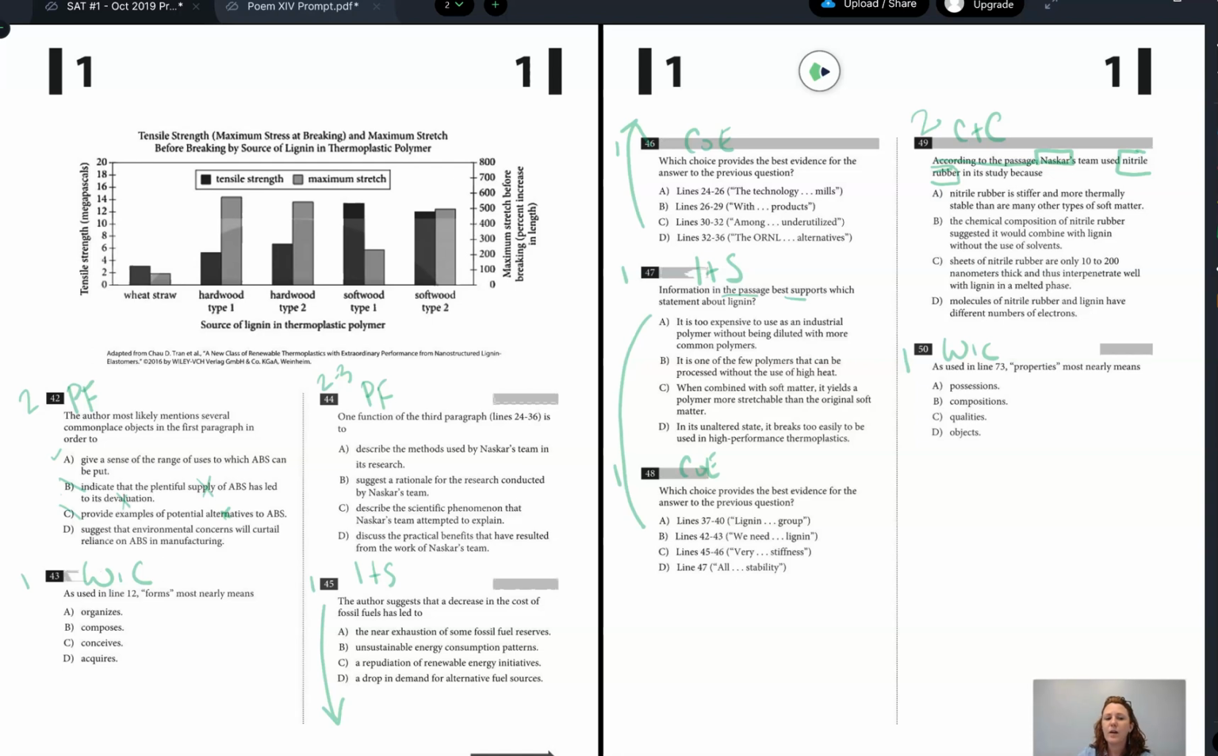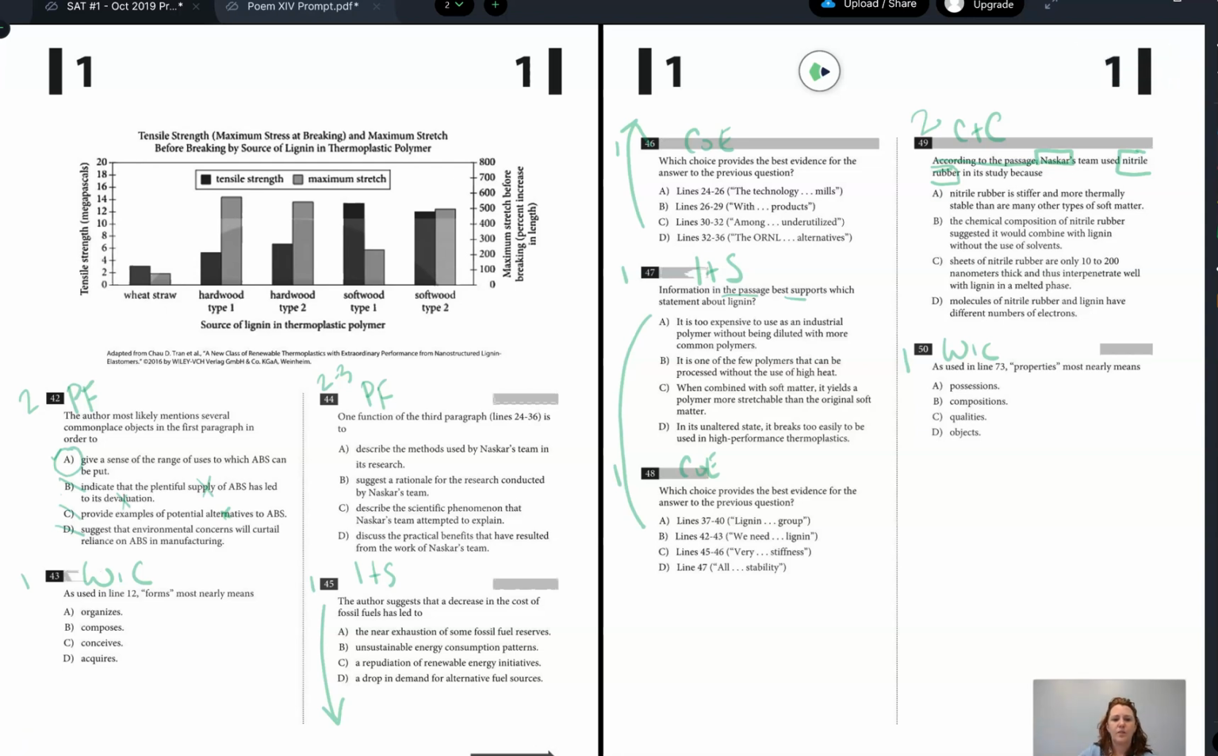Suggest that environmental concerns will curtail reliance on ABS in manufacturing. We did talk about it being petroleum-based, but that paragraph wasn't about potential concerns or environmental factors, and we're not even being asked about the paragraph as a whole. We're being asked about the commonplace objects. So that's what makes D wrong. So A is our correct answer.